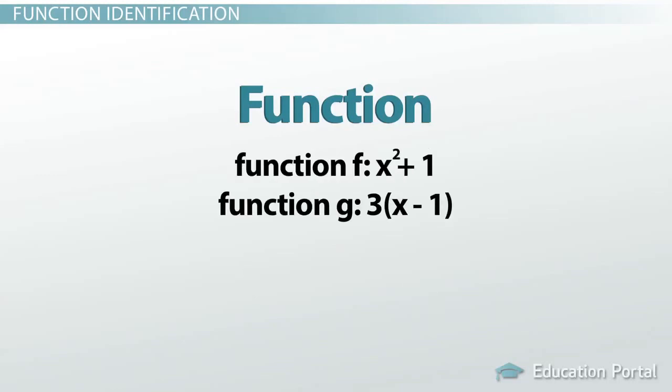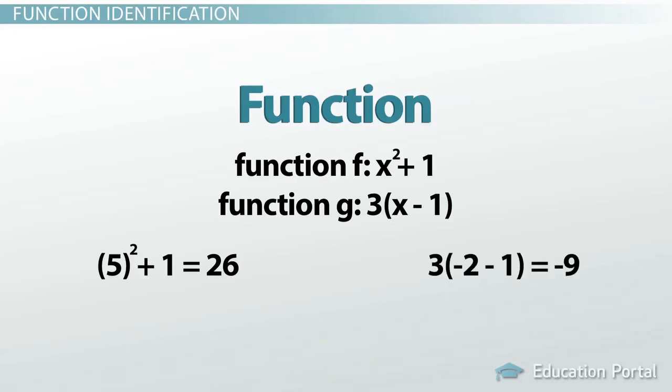What do we do with functions? We plug numbers into them and see what pops out. When we plug, say, 5 into the f function, we'd get 26 out. Or if we plugged -2 into the g function, we'd get -9 out. As you can see, we've got inputs and outputs. In most areas of math, we use x for the inputs and y for the outputs. But functions are a little bit different.